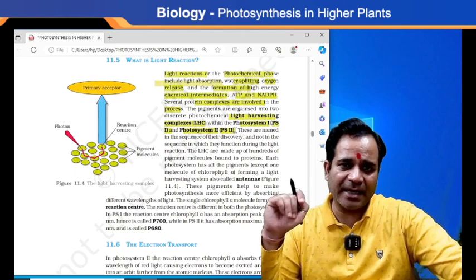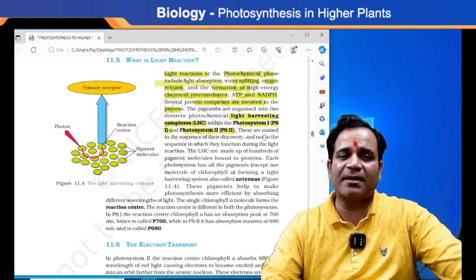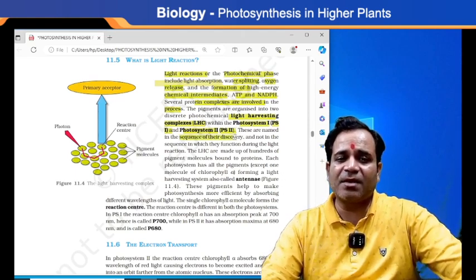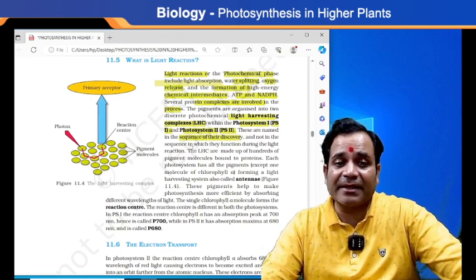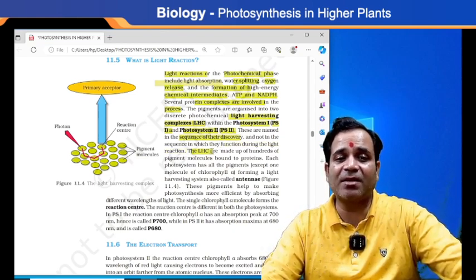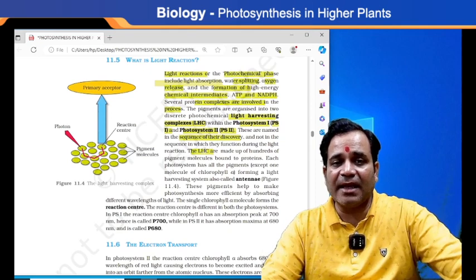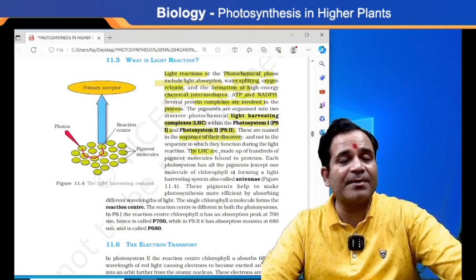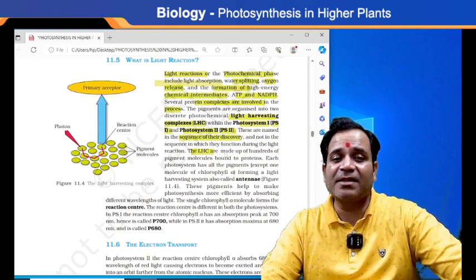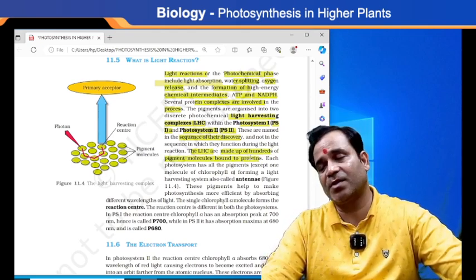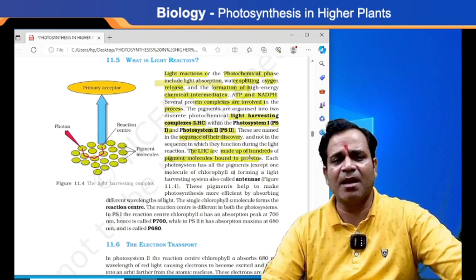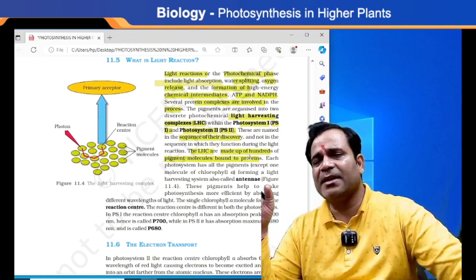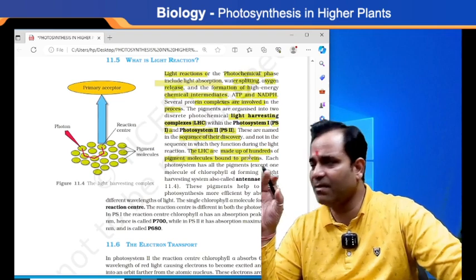Getting my point? These are named in the sequence of discovery. The LHC is not left hand side. What do you say? Light harvesting complex, my dear. The light harvesting complex is made up of hundreds of pigment molecules bound to protein. Hundreds, dear, of pigment molecules bound to that very protein.